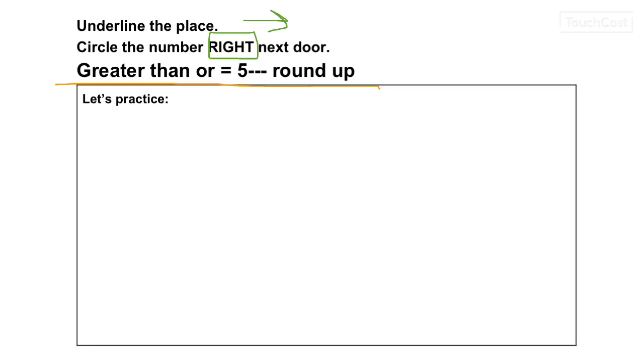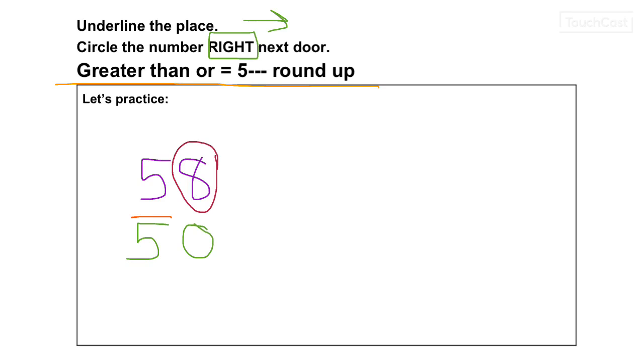So let's take the number 58. My first step is to underline the place, and today we're just going to round to the tens. So I know that 58 has 5 tens, so I'm going to underline the tens place, which is 5, and I'm going to circle the number to the right, 8. The 8's going to tell me what to do. Well, what are my two options? 58 is between which two tens? It can go down to 50, or it could round up to 60.